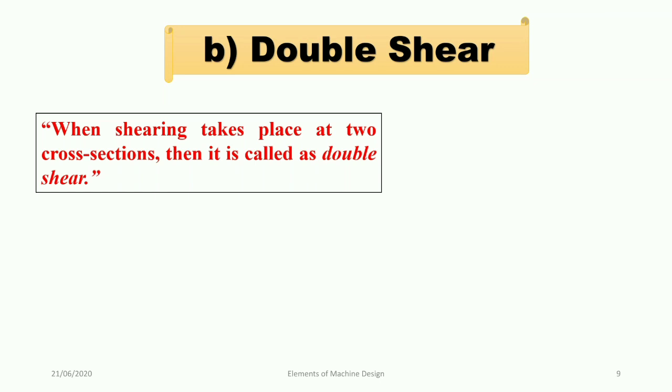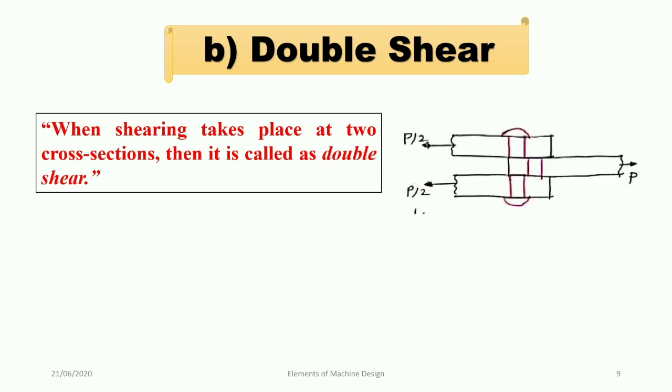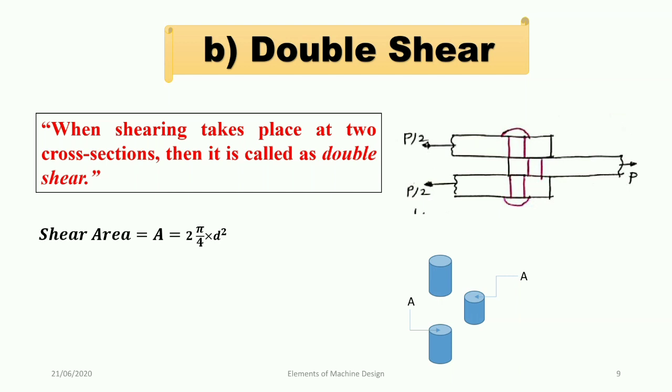Now the second type of failure is double shear. What is double shear? When shearing takes place at two cross sections, it is called double shear. See the diagram having three plates which are connected by a rivet. Shearing takes place at two cross sections. Therefore shear area A is equal to 2 into pi by 4 d square, and shear stress tau is equal to P divided by 2 times pi by 4 d square.